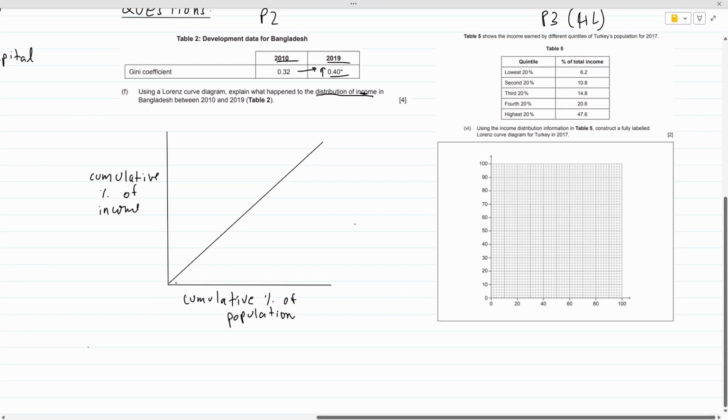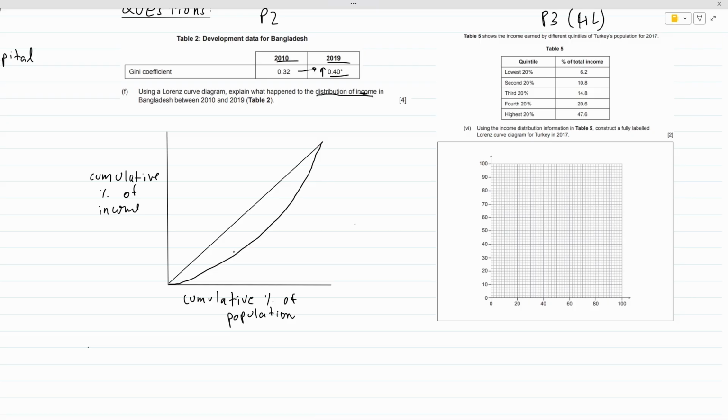So if we draw some arbitrary Lorenz curve for 2000, and let's mark this 2010, we know that since the Gini coefficient has gone up, this area has also gone up. So we draw another arbitrary Lorenz curve. It's not supposed to be perfect where the calculated area is always larger. You're just supposed to show a clear, steeper Lorenz curve for 2019. So mark this 2019. And that's really all you require for the graph.